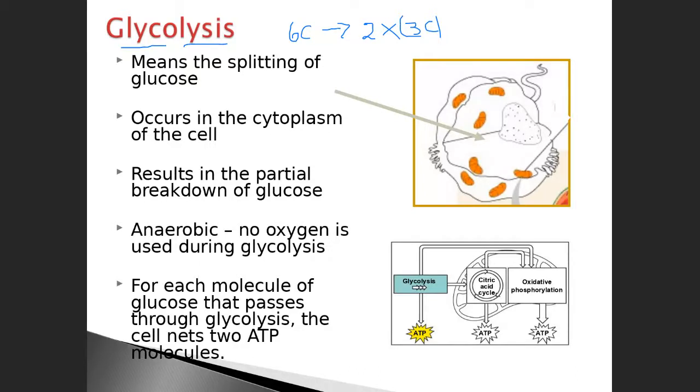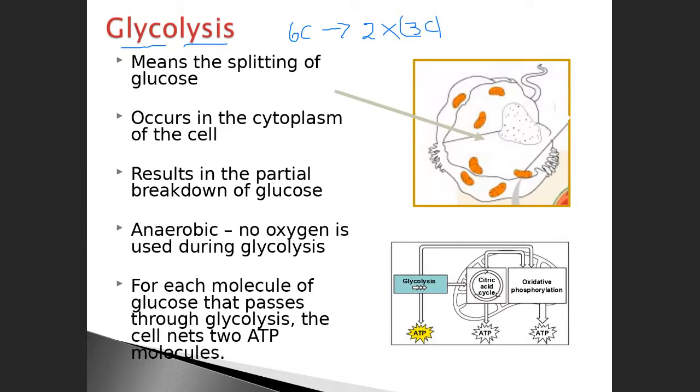Let's call and respond. I will ask a question. You either chat it up or speak into your microphone and tell me what the answer is. Glycolysis, is it aerobic or anaerobic? Anaerobic. Glycolysis starts with one molecule that has 6 carbons in it. What is that molecule?